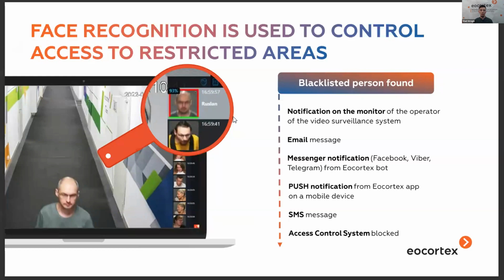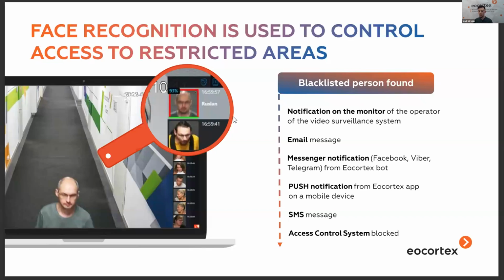In Eocortex, it is also possible to set different automation scenarios based on all 20 video analytics models, particularly face recognition, right? You may add a photo of a person to a blacklist, for example, to not allow access to some area, such as an office. And how it works: when you have a camera with Eocortex VMS and the face recognition model activated, you can set a scenario that a blacklisted person is found.